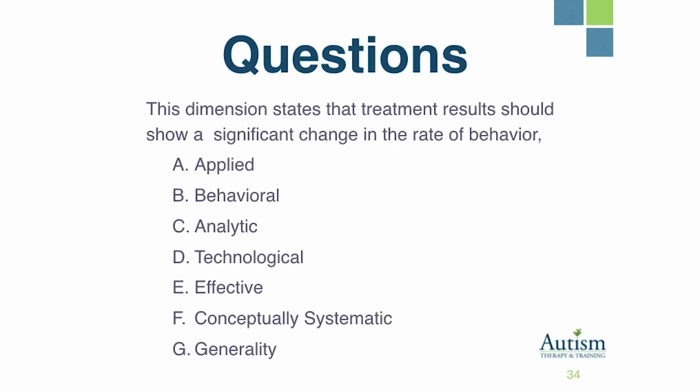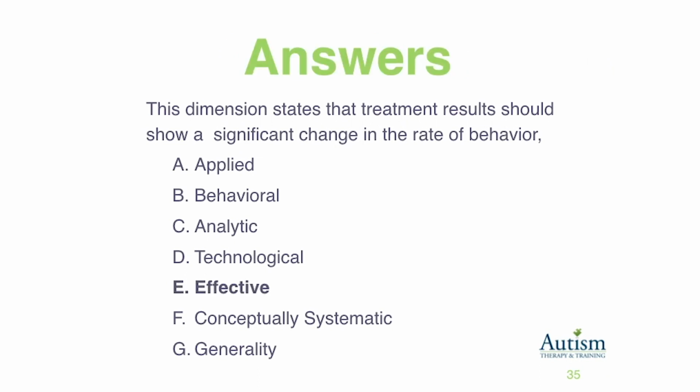This dimension states that treatment results should show a significant change in the rate of behavior. Is it A. Applied, B. Behavioral, C. Analytic, D. Technological, E. Effective, F. Conceptually systematic, or G. Generality? And the correct response is E.